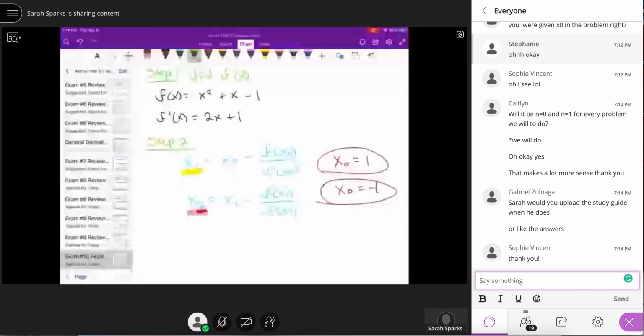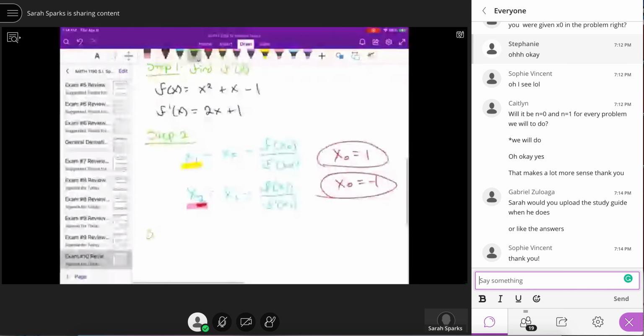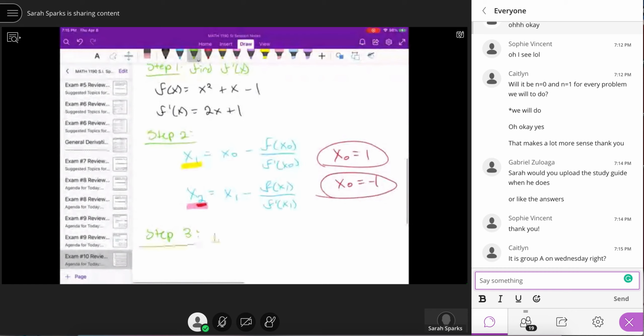So our step 3, you just want to use Newton's method, right, to find x2.